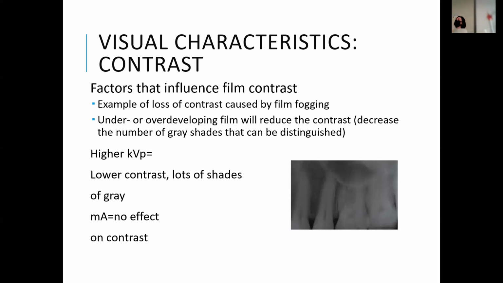Okay, so if we turn up the power, so we increase KVP, we're going to make it so that we have more shades of gray. And so that's going to be a long scale, low contrast. If we turn up or down the MA, we're not going to change contrast. So the good news is that you don't have to think about the MA. The MA is only going to affect what? Density. So MA only affects density. KVP, however, does affect contrast.